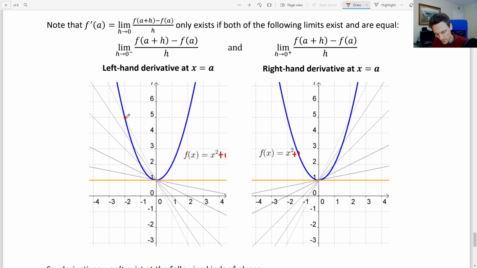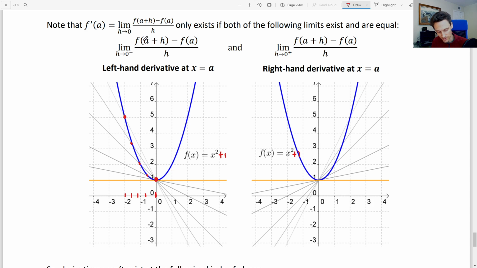So your other point might be like here, and here, and here, and here, as you're choosing your h values that are negative, but smaller and smaller, closer and closer to 0. So this x value here is going to get closer and closer to the x value at which you want your point of tangency. So this point right here is anchored at the x value you're interested in.